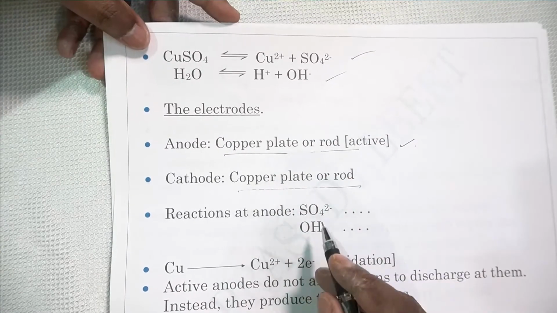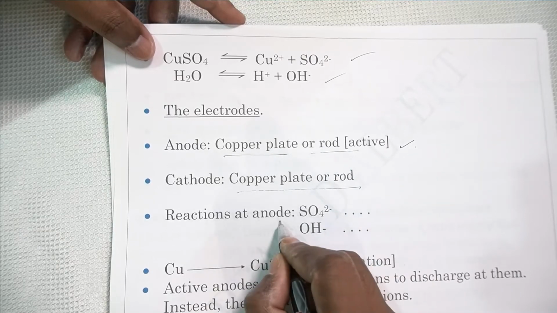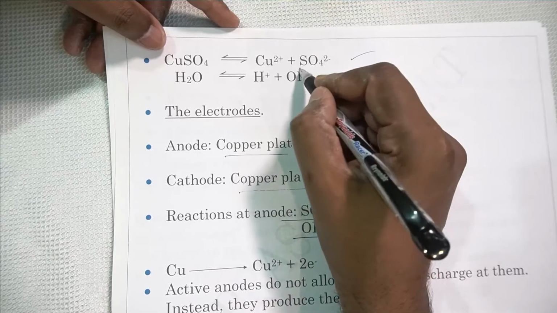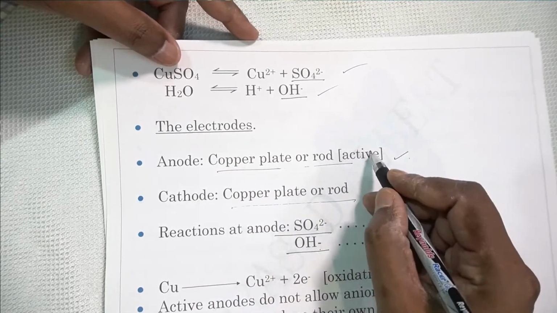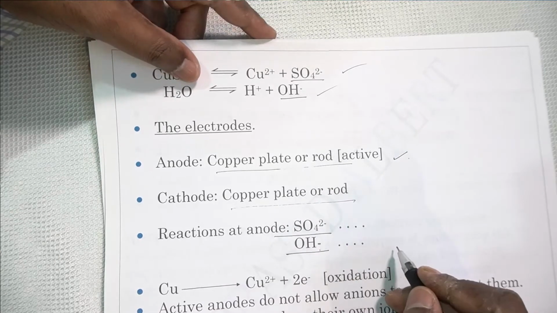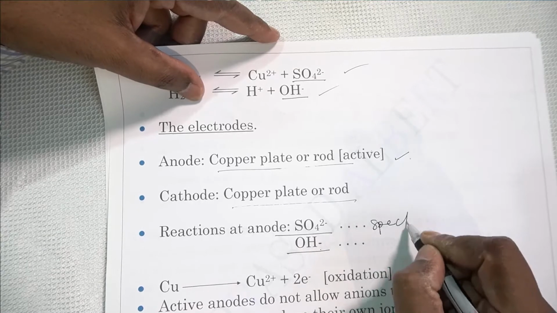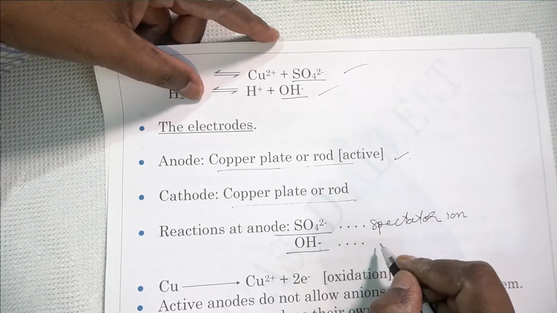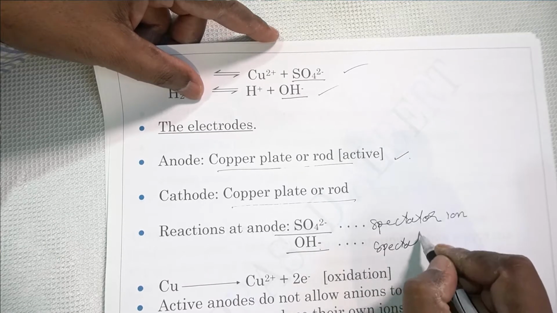Now, for the reaction at the cathode and at the anode, let us take the anode first. At the anode we have sulfate ions and hydroxyl ions, both anions coming here. Now since the anode is active, it does not allow any ion to discharge. So the sulfate ion is a spectator ion, and the hydroxyl ion is also a spectator ion.